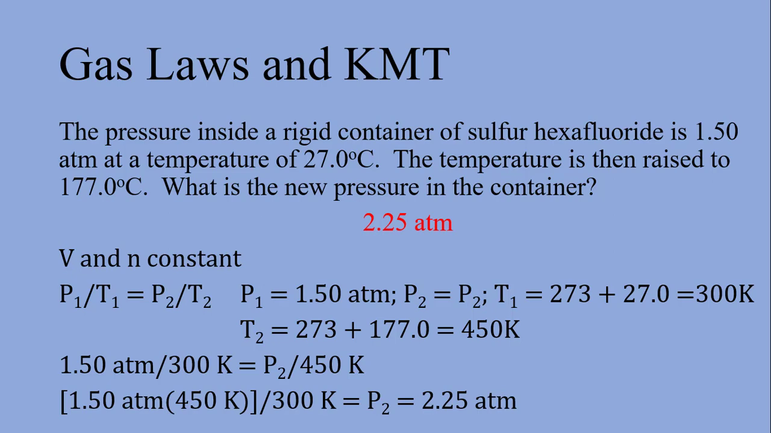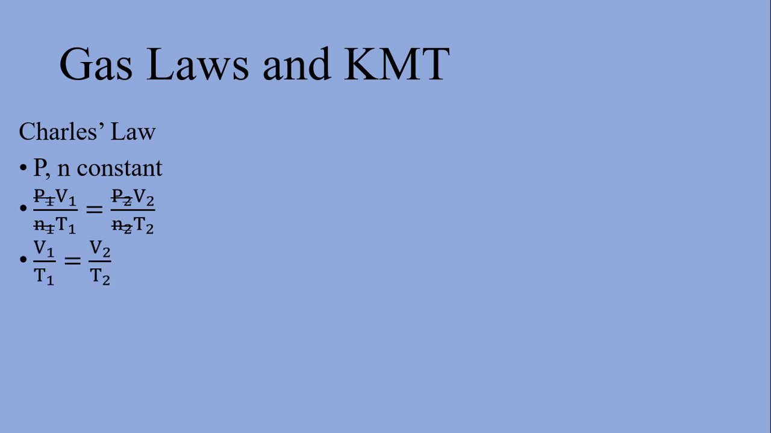So now on to the third derived law. That's Charles's law. Here we're holding the pressure and the number of moles constant. Start with the usual equation, remove that which stays constant, and you get V1 over T1 equals V2 over T2.